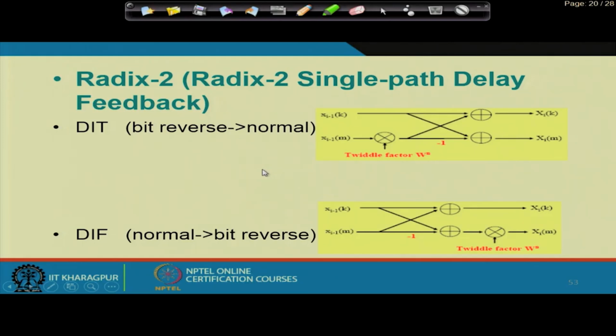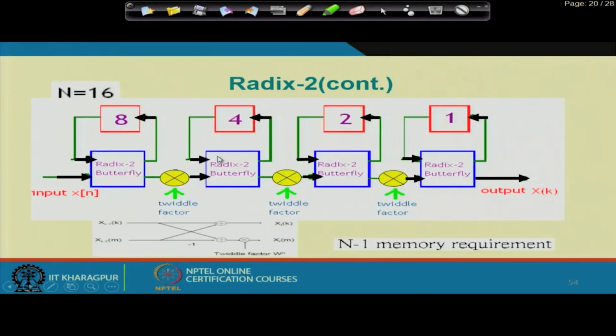Then again, if we consider the radix 2 single path delay feedback. As we know, in DIT it will be bit reversed to normal, but in decimation in frequency it will be normal to bit reversed. If we consider the radix 2 butterfly unit for computation of a 16 point FFT, the input comes to the first stage, and then this radix 2 butterfly has to run 8 times.